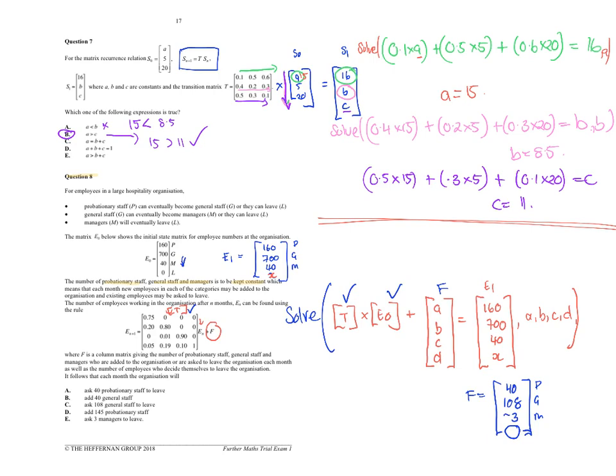When it says 40 probationary staff are asked to leave, no, we add 40 because it's a positive. 40 general staff, no. 108 staff asked to leave, no, we'd see a negative. But here you see 3, that's the -3, and that's how we get the answer.